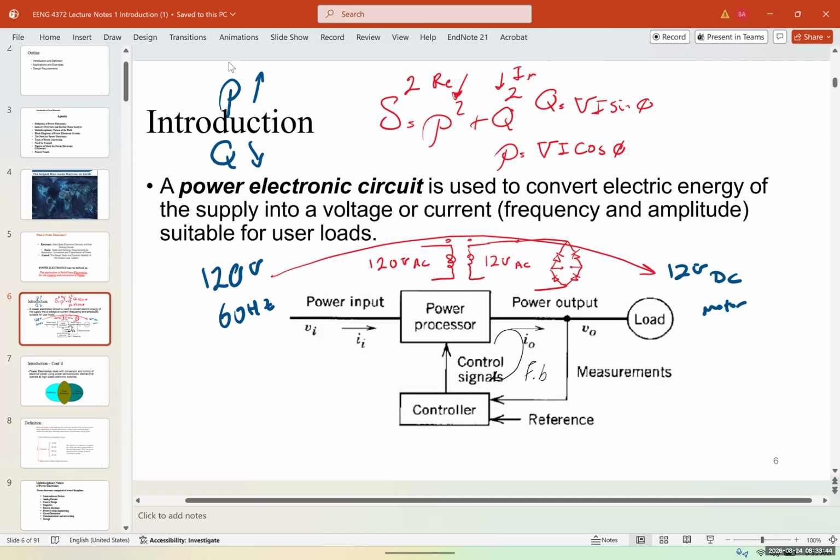So we can say technically the bridge rectifier is our power electronics part. Now, this is a simple system without feedback, but in most advanced systems where you want a steady voltage in the output, you also need feedback. Let me give you an example.